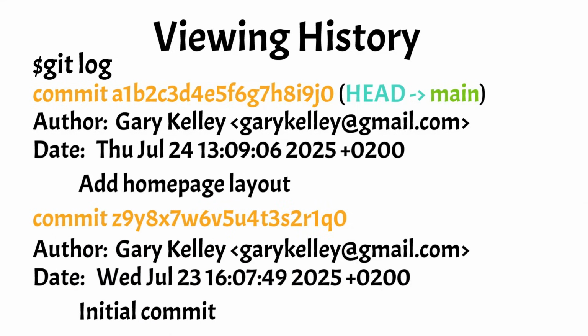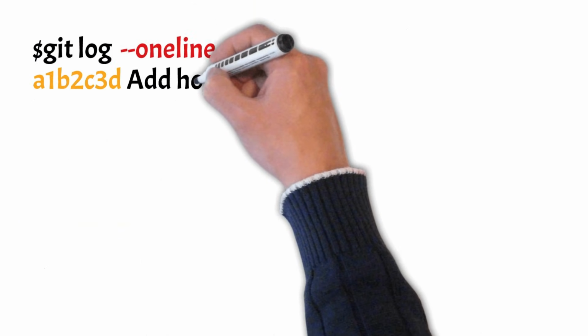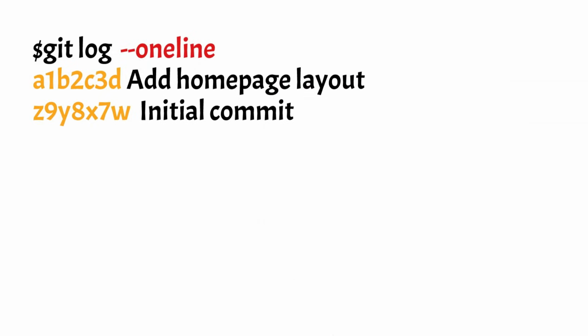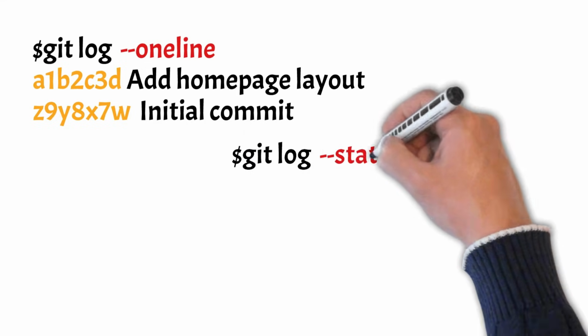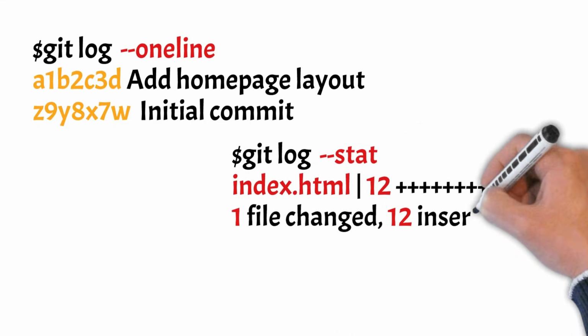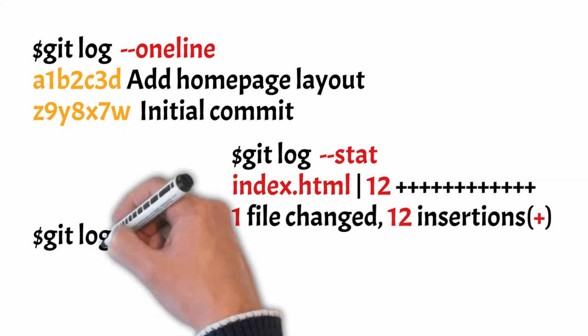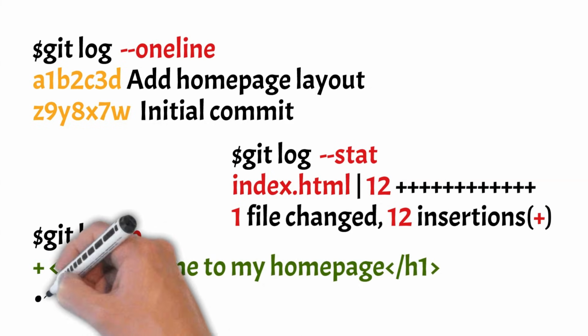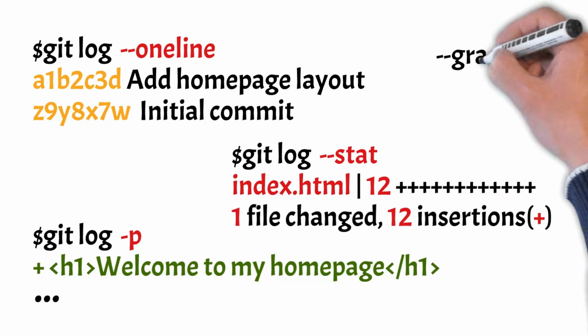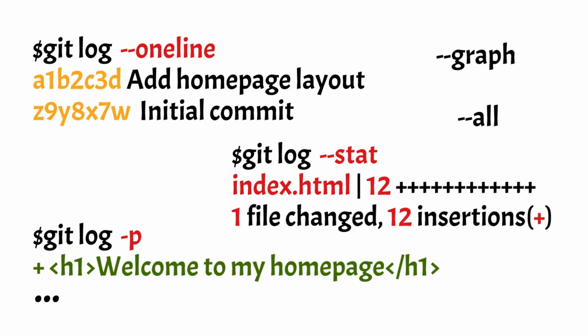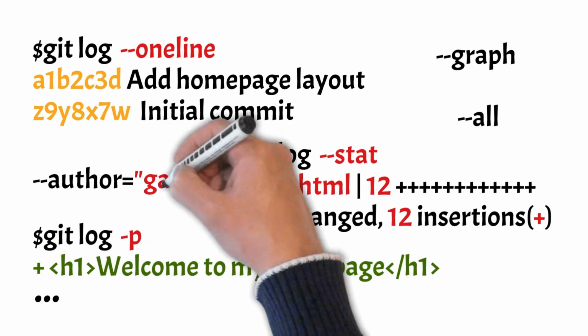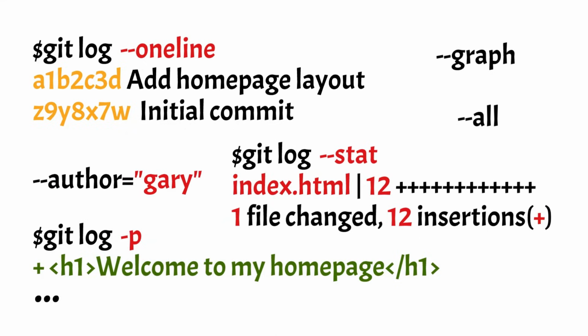Of course, this isn't the only way to view history in Git. You can also use additional options, such as the one-line flag that condenses each commit into a short summary, which makes it easier to scan through many changes. With stat, Git shows which files were modified and how many lines were added or removed, while p lets us dive into the actual code changes. Other useful options include graph for a visual branch structure, all to see the history from every branch, and filters like author to narrow results down to specific contributors. These variations let you choose the right level of detail depending on what you're looking for.